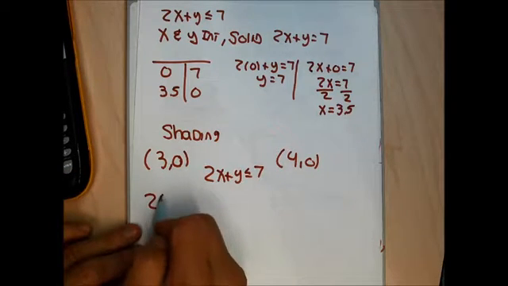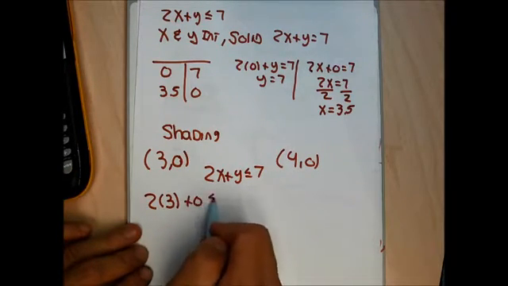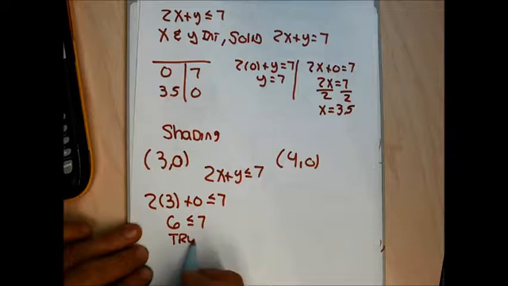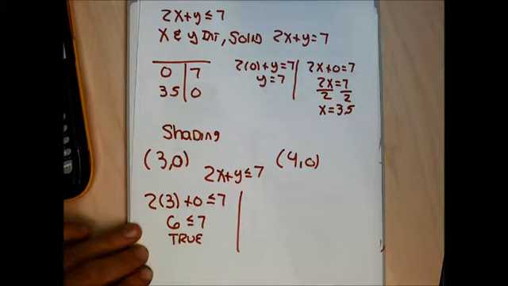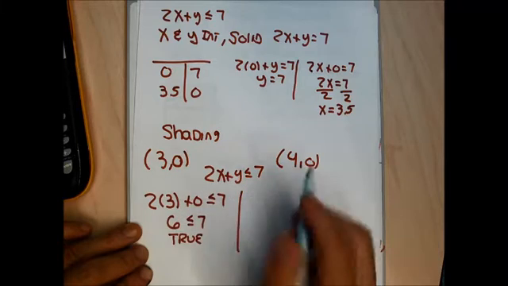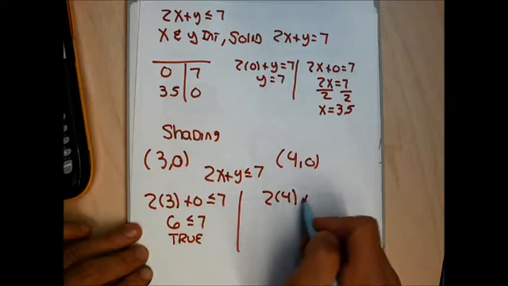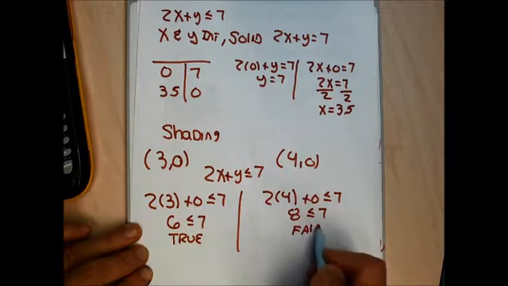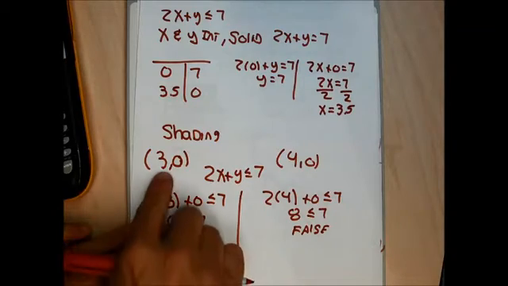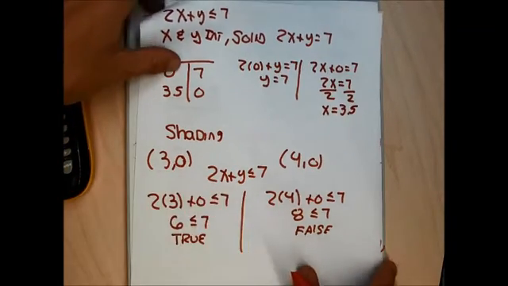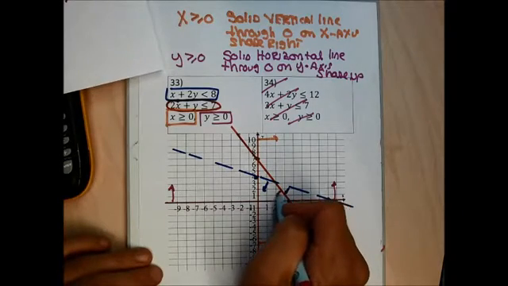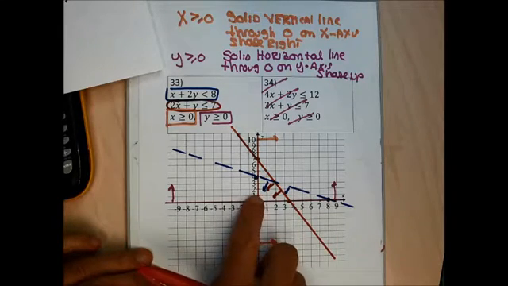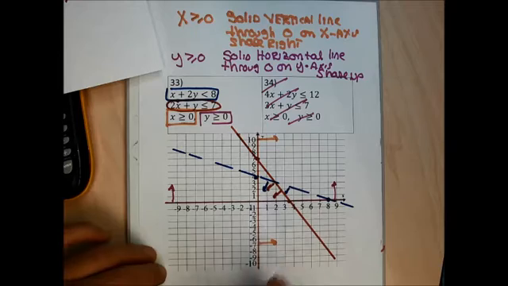For the (3, 0), I'm going to go 2 times 3 plus 0 is less than or equal to 7. This is going to give me 6 is less than or equal to 7. 6 is smaller than 7, so that's true. Plugging 4 in for x and 0 for y, I get 2 times 4 plus 0 is less than or equal to 7. Gives me 8 is less than or equal to 7, which is false. So I'm going to shade this one towards (3, 0), which is going to wind up being towards the origin. So for this red one, I'm going to shade towards (3, 0) and keep myself in this little box under the blue line, to the right of the y-axis and above the x-axis.